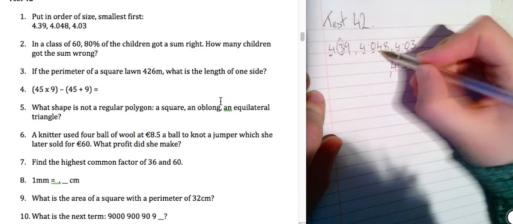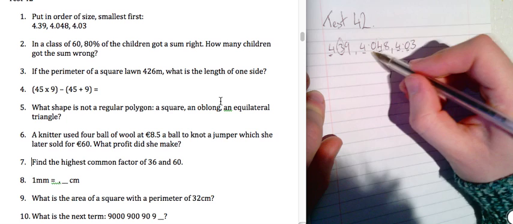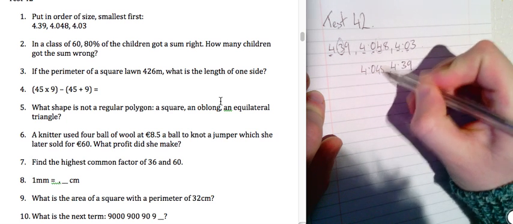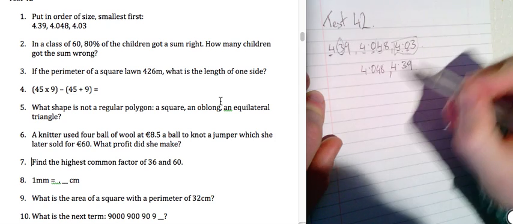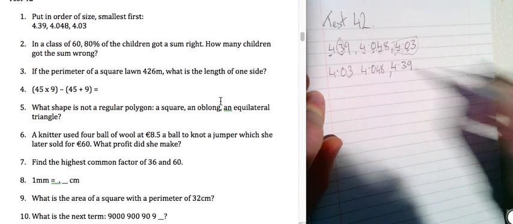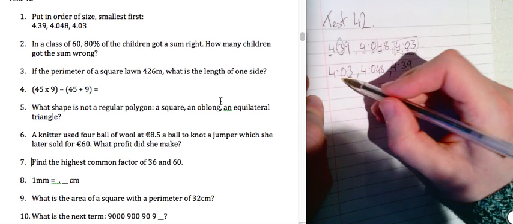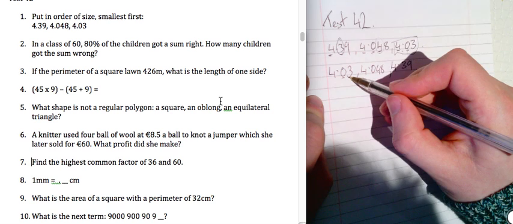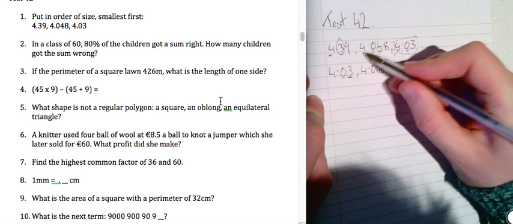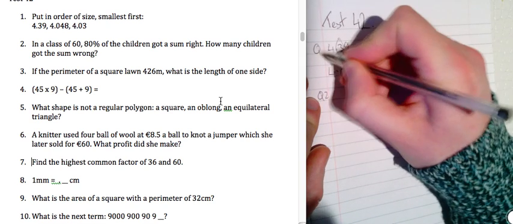We look at our hundredths. Now within our hundredths, we see that there are more hundredths in this number here. So he will come in the middle, 4.048. And finally, our last number here, 4.03. He is our smallest because there's no tenths and the hundredths are of less value than the value in this number here. Question number 2.